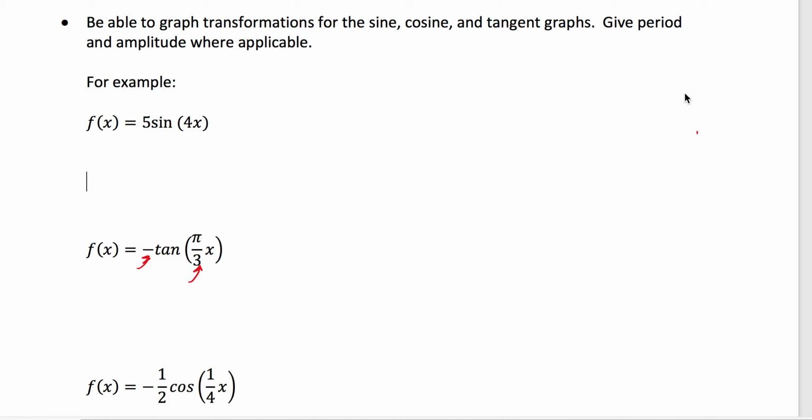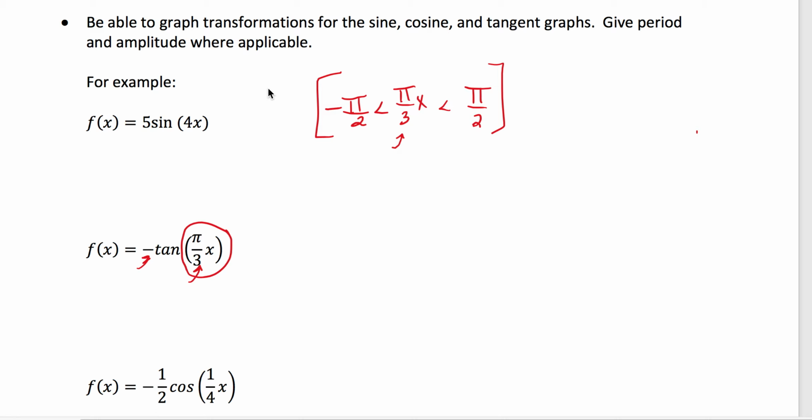So when we set up that inequality for the tangent, we're going to be putting this thing that's in parentheses in the middle of this inequality. And your goal is to get x by itself. So I think the easiest way to get x by itself is to multiply by the reciprocal of that fraction. So that's what I'm going to do. I'm going to multiply all three things by 3 over pi.